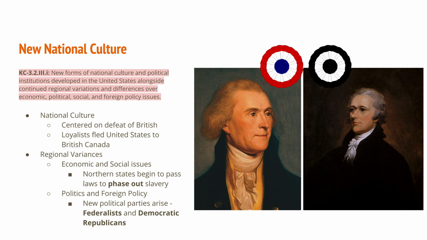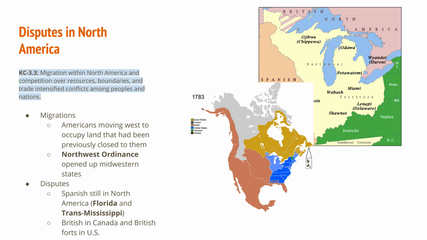We have two new political parties that developed during this time, the Federalists that are led by Alexander Hamilton and the Democratic Republicans that are led by Thomas Jefferson.